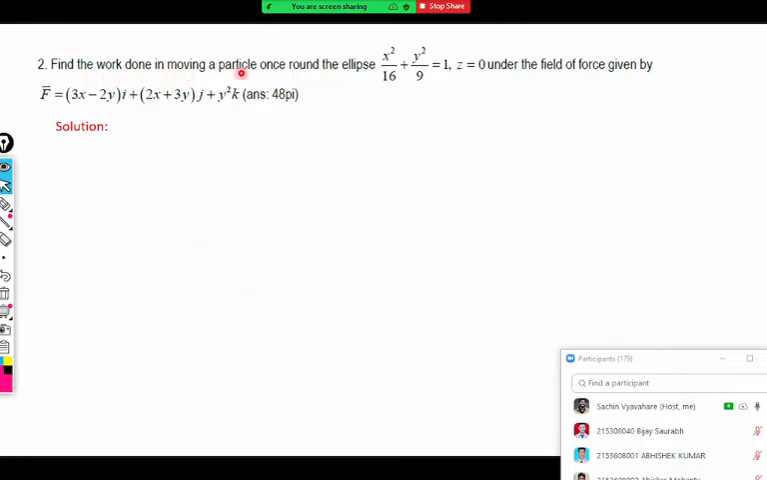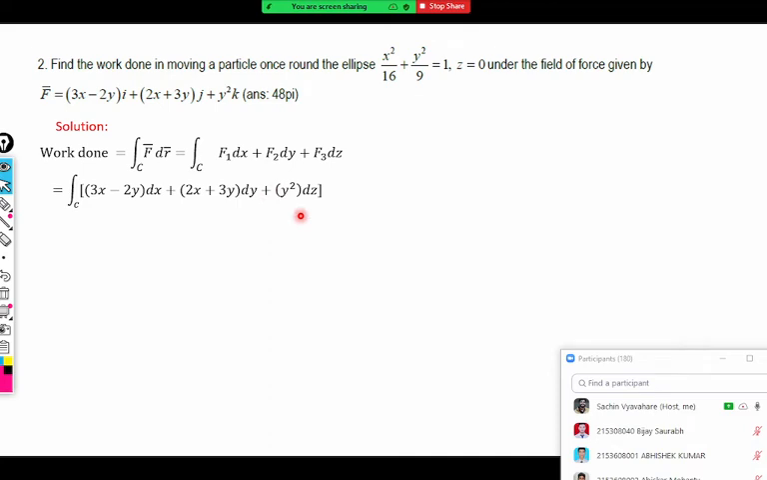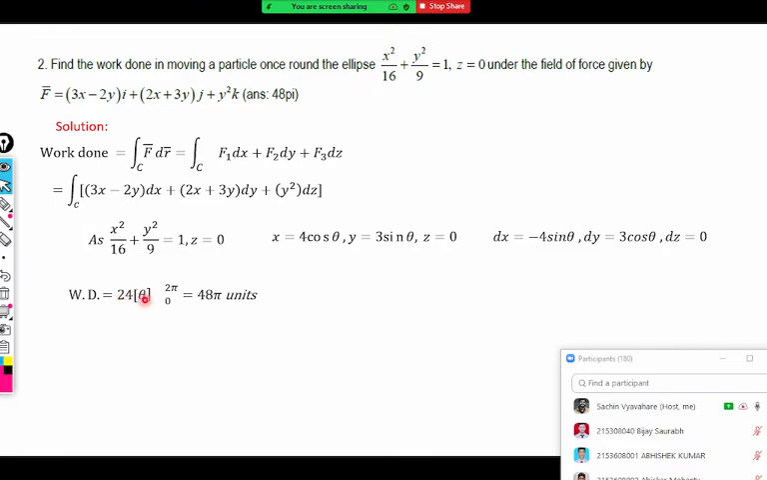Find the work done in moving a particle once around the ellipse. It is actually a duplicate example, just similar. So I'll quickly show you. Step number 1, the formula. Work done is the integral of F bar dot dr bar, F1 dx plus F2 dy plus F3 dz, and then we replace the values of F1, F2, F3. What is the parametric form for this ellipse? X is 4 cos theta, y is 3 sin theta, z is 0. Then dx is minus 4 sin theta d theta, dy is 3 cos theta d theta, and dz is 0. We'll replace these values and integrate it.